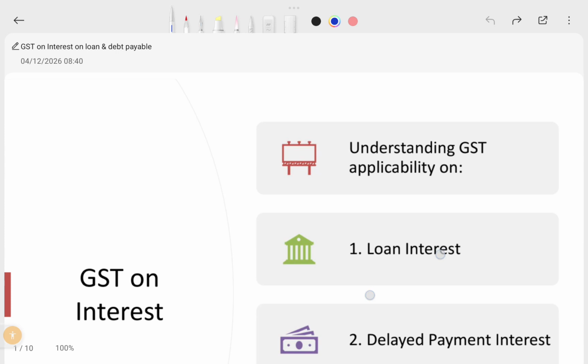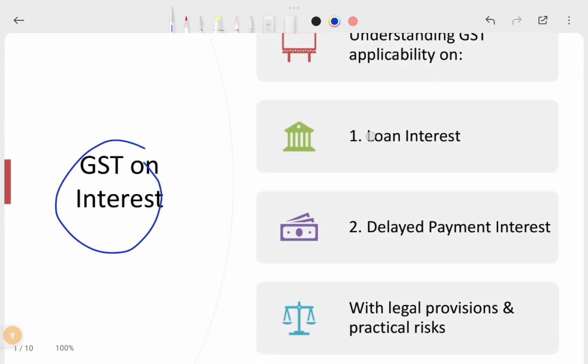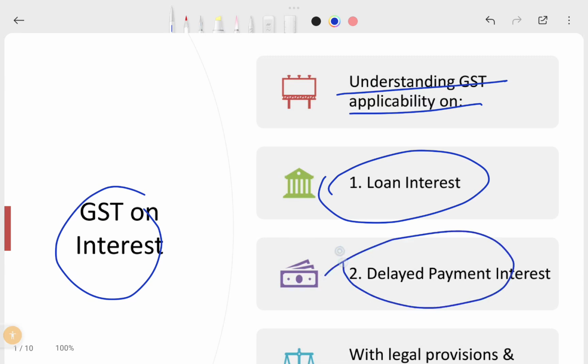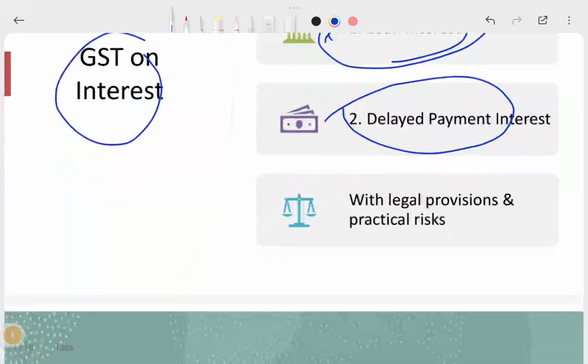Let's get started. See, what is the interest under GST? Today we will discuss the understanding of GST on loan interest and delayed payment interest. There are two types of interest here. So what are the legal provisions?